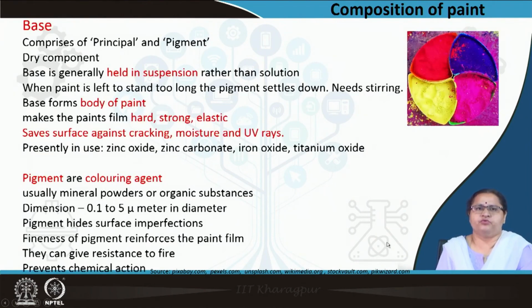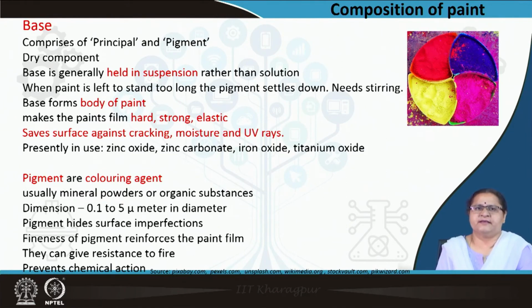Now if we come to what this base is comprised of, base is comprised of principle and the pigment. Principle is the component which is in all the paints of same or similar nature, but the pigment is the coloring agent added to it.